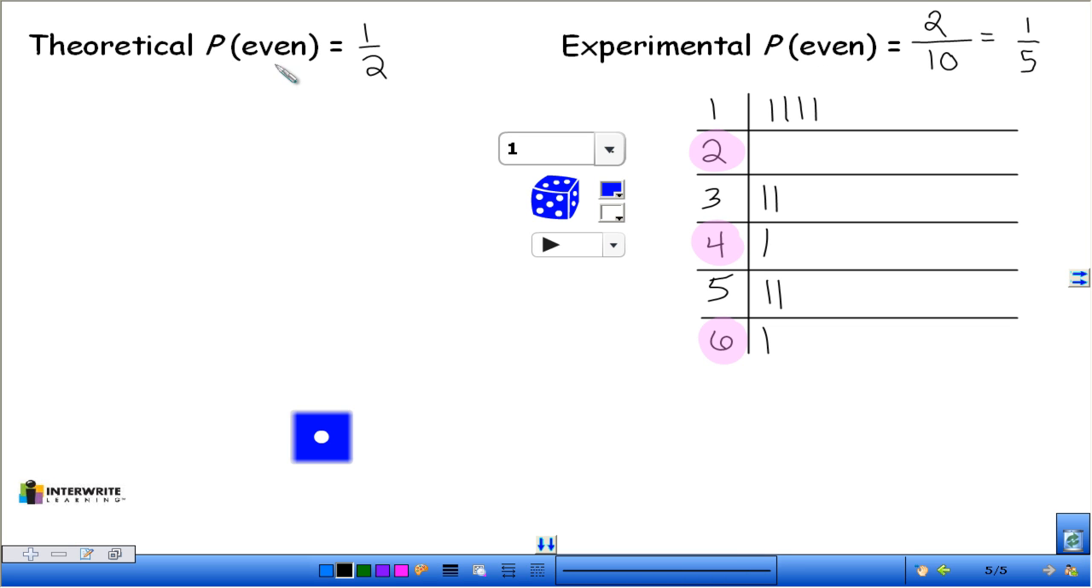It's not the same as our theoretical probability, but that's okay. That's why it's an experiment. It doesn't have to be the same. It should be pretty close, but in this case, we're quite a bit off on this one.